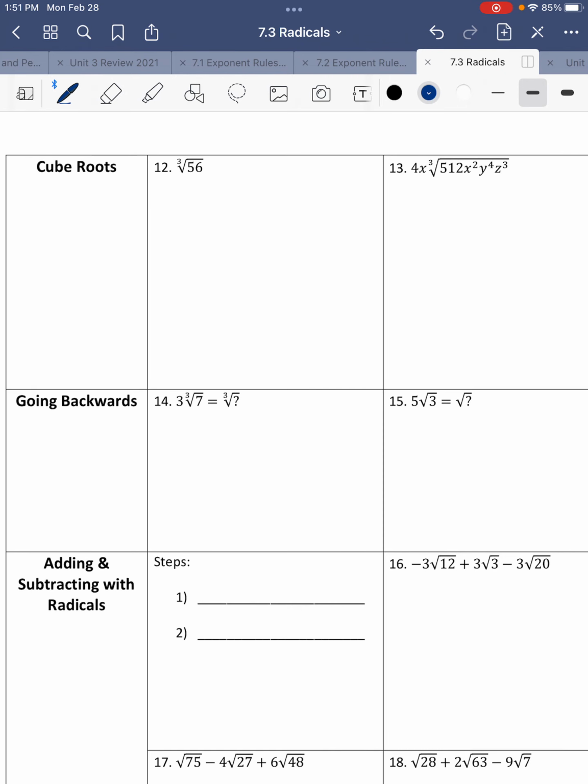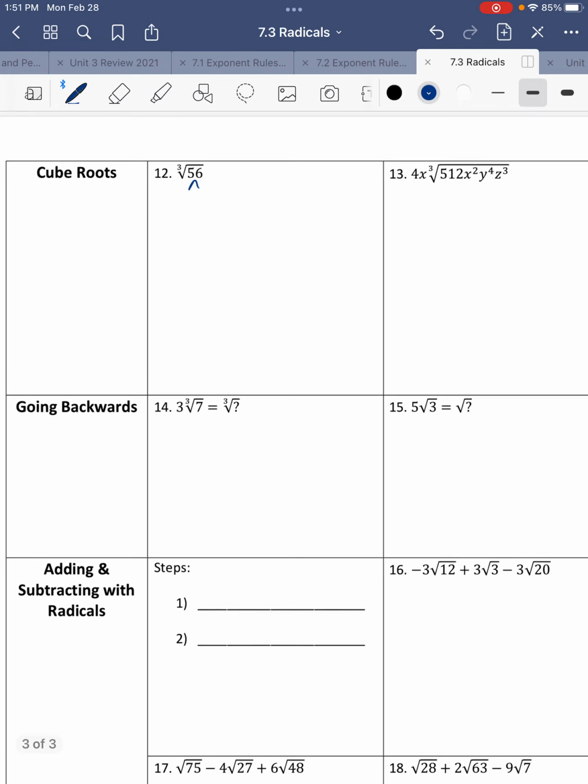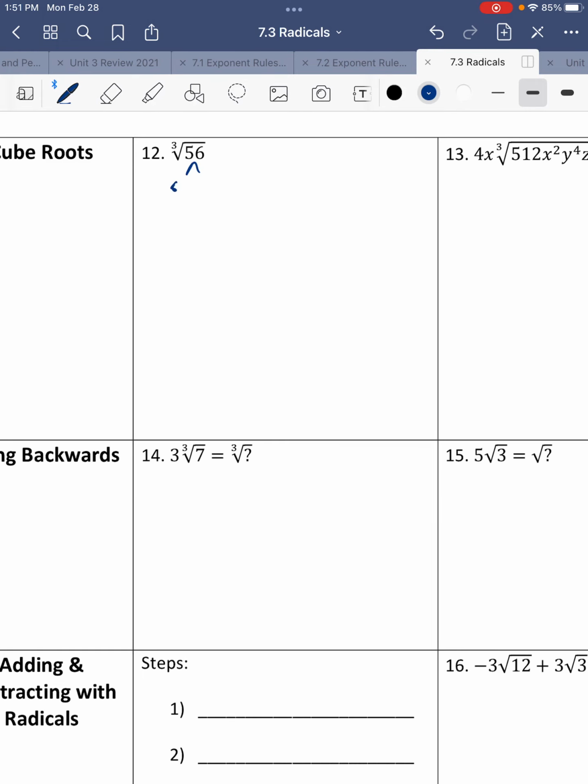Right on the back, we have cube roots. This is the first time we've encountered cube roots, so we're going to break it down exactly the same. It has nothing to do with the radicand, the number underneath. We're going to break that down just like we did. So 56 is 28 and 2, 14 and 2, 7 and 2. I'm going to write this out horizontally.